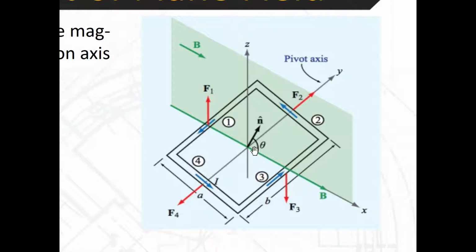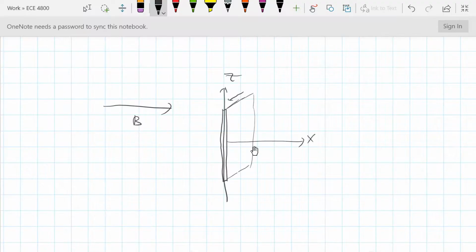Okay, when theta is 90 degrees, that's actually when the torque is maximum. And when theta is 0 degrees, that's when the torque reaches a minimum. So I'm going to show you the case when theta is equal to 0 degrees. So this is segment 1. This is segment 3.